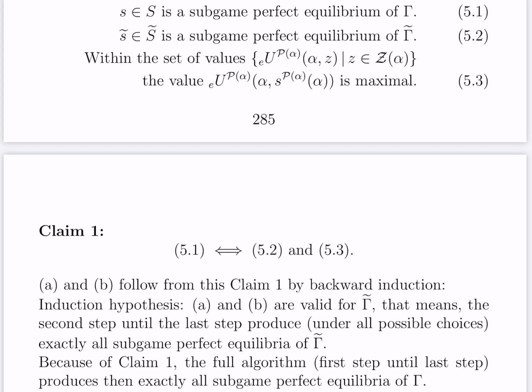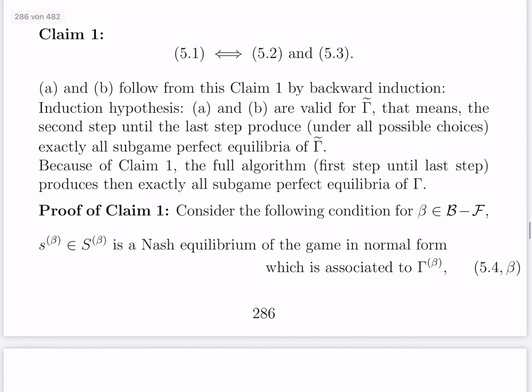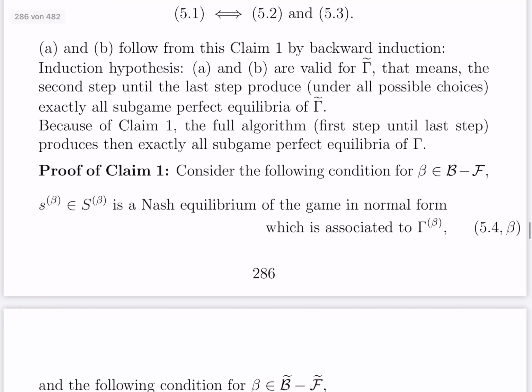So these were many words, but think about it yourself. Theorem 5.14, parts A and B, follow from this claim 1 together with induction, namely backward induction. So it remains now to prove claim 1. But for that we have to go into the definitions of subgame perfect equilibria.